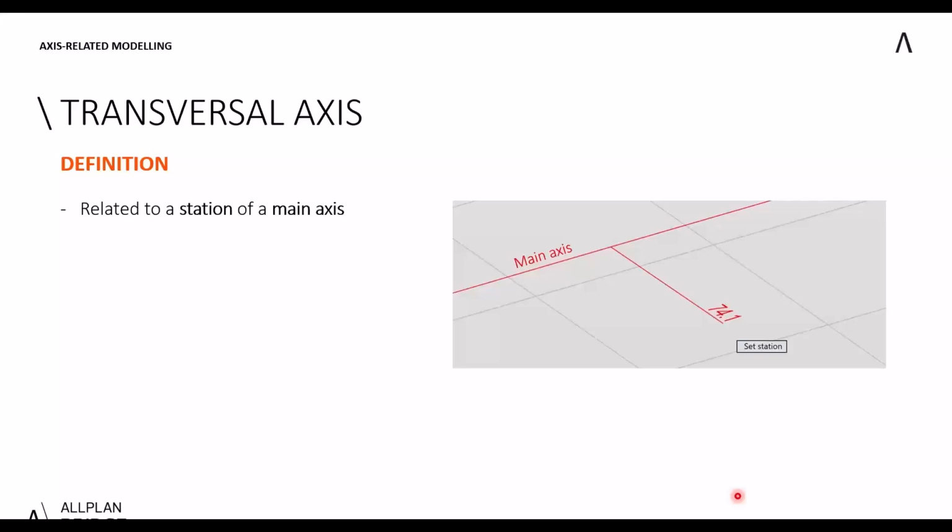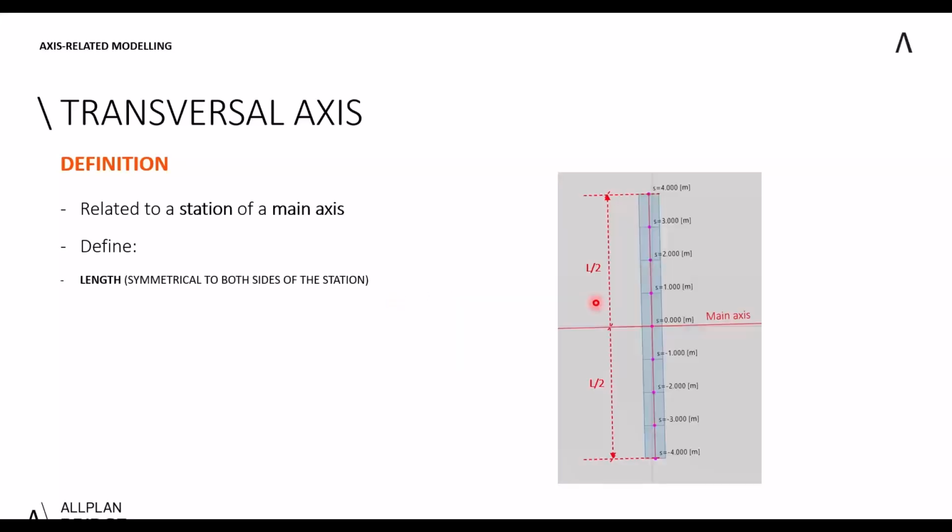So this is the second type that you will find in the context menu of the main axis, because it will also be linked to an existing main axis. And this is the first thing that you need to define. When you create the axis, you set the station point on the main axis where it should be linked. And then you have some more input in the upcoming input window.